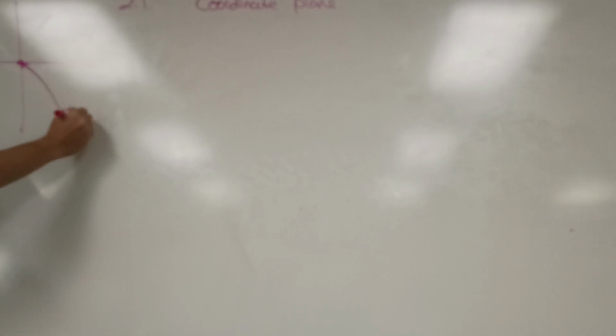What do we call this point right here? (0, 0) is called the origin. Anytime you hear origin, we're talking about (0, 0).